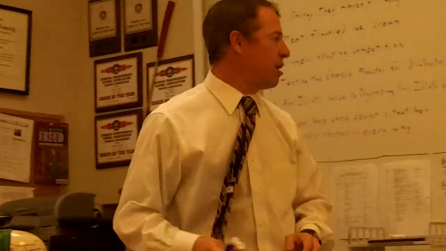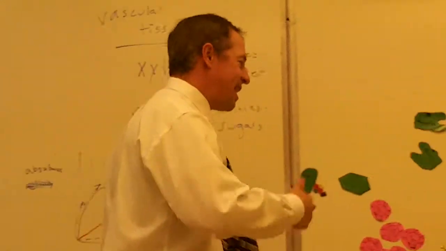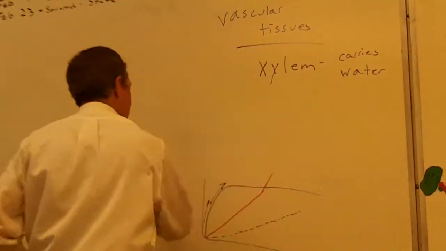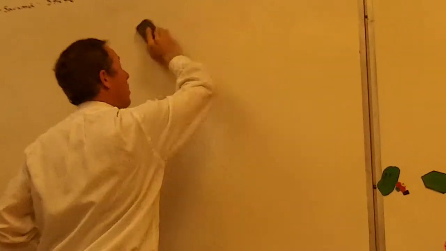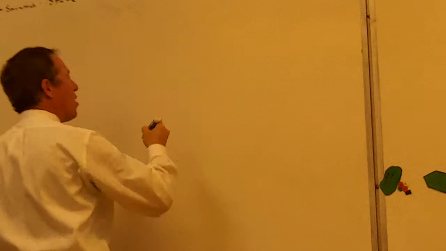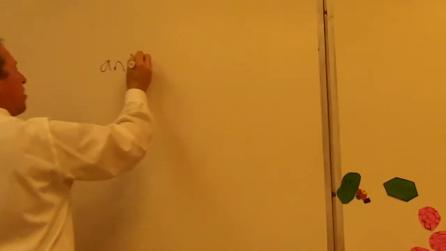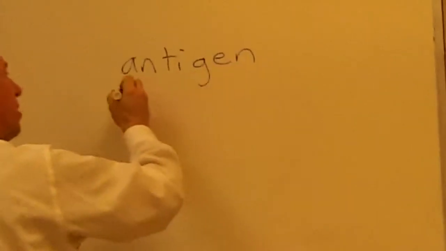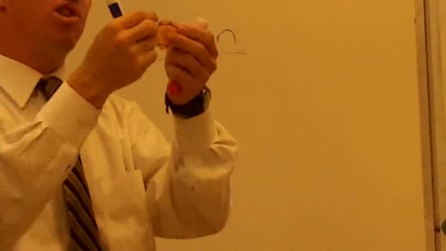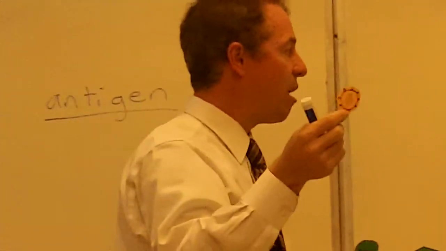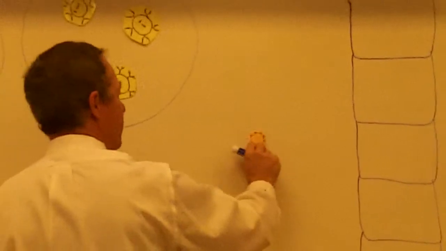An antigen is any kind of foreign protein that can be present in an organism. An antigen actually doesn't have to be foreign. It's just a protein on the surface of a virus or a cell. That's what an antigen is. A protein on the surface of a virus or a cell.